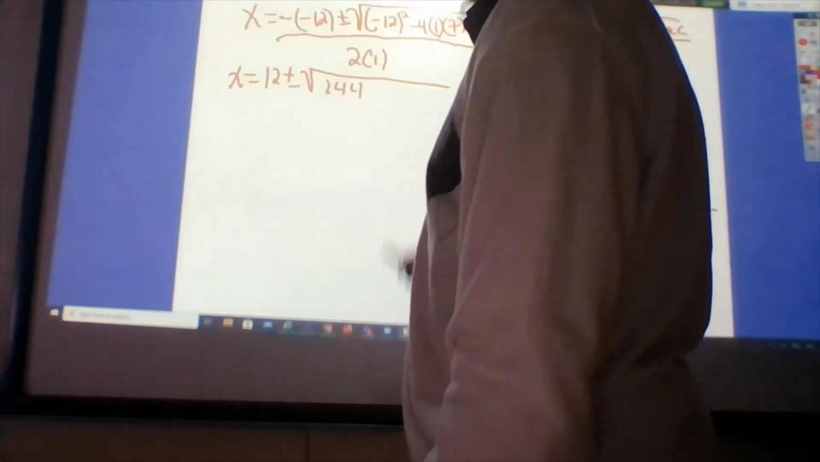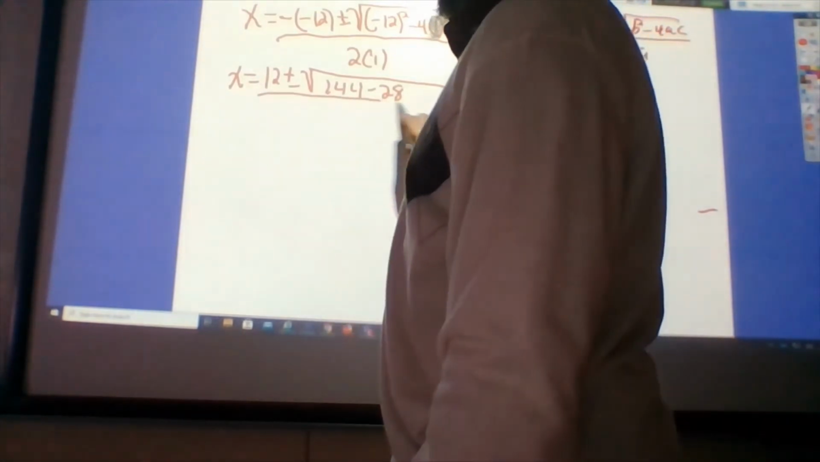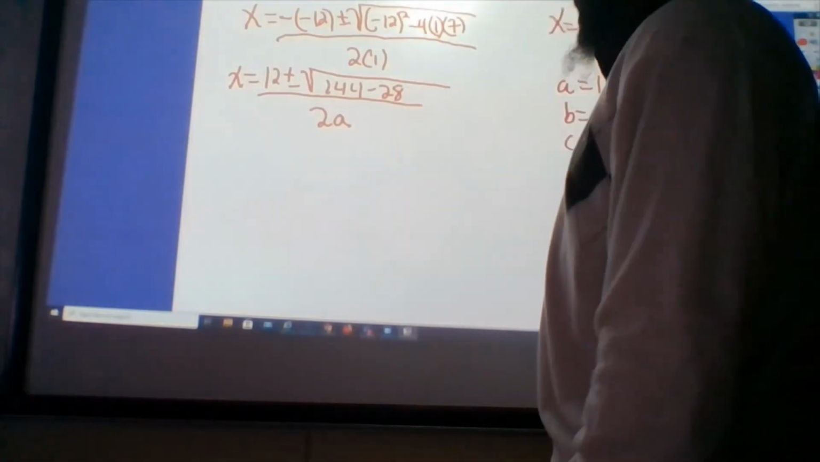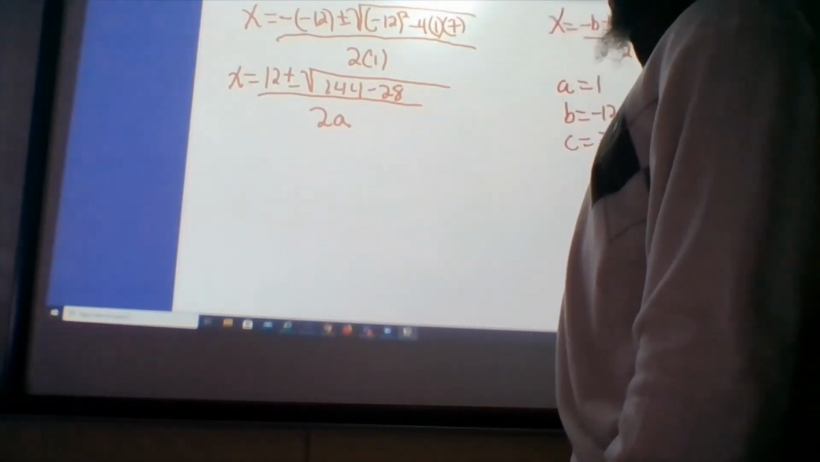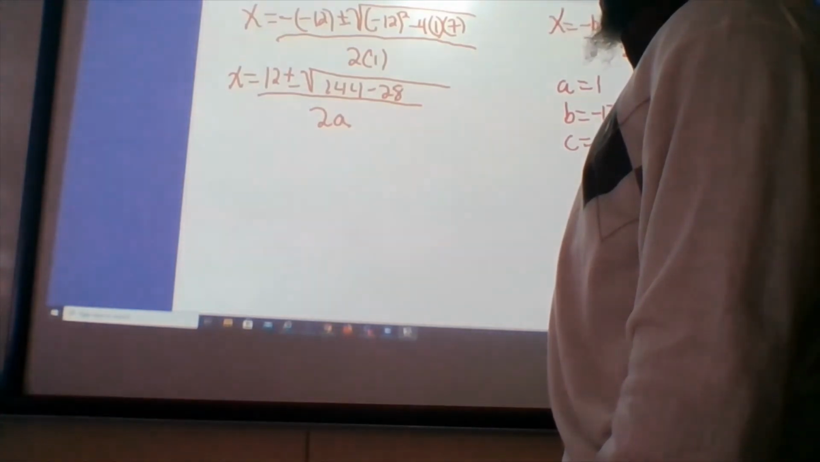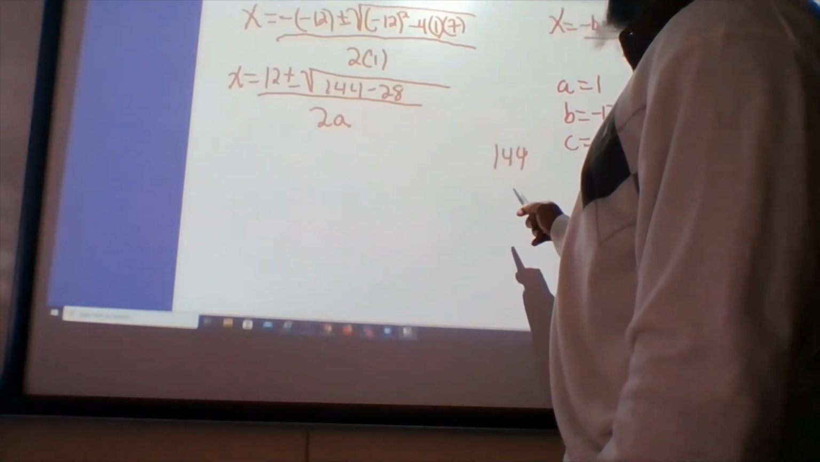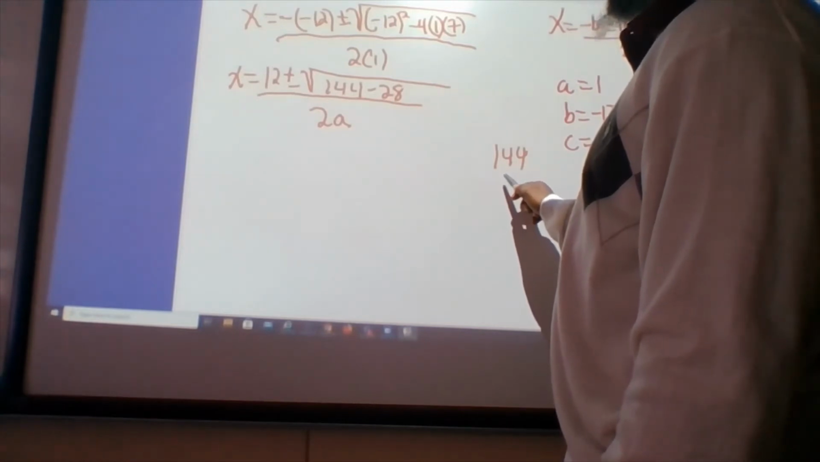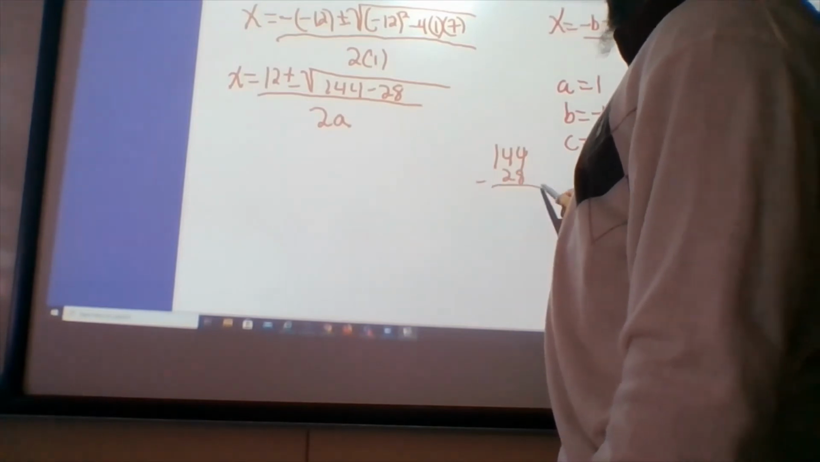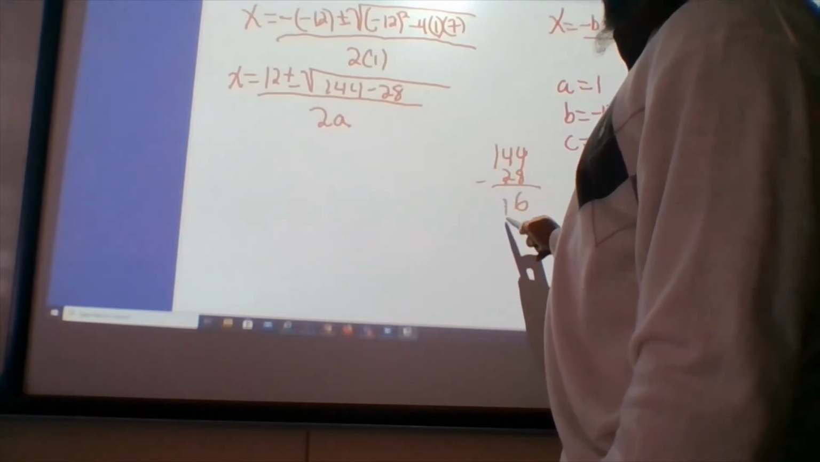In this case, we'll take 44 minus 28. All right, a little calculation. It's about 126. Right? Minus 28. That will give you 116. So you will have x equals 12 plus or minus root of 116, over 2.